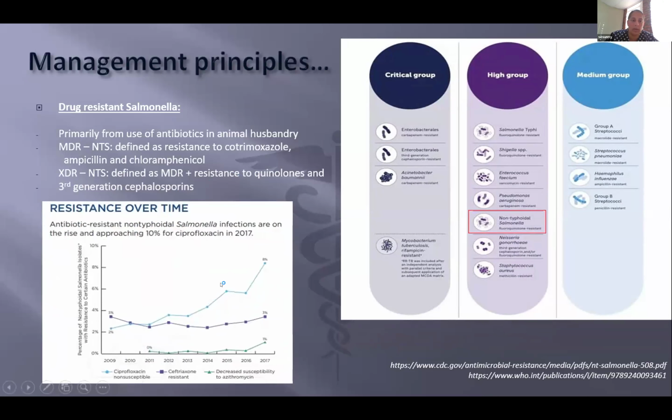This is taken from the CDC website looking at the rate of antibiotic resistance in NTS infections in 2017, and you can see the ciprofloxacin resistance is at about 10%, but also concerning, the cephalosporin resistance is tracking up as well.